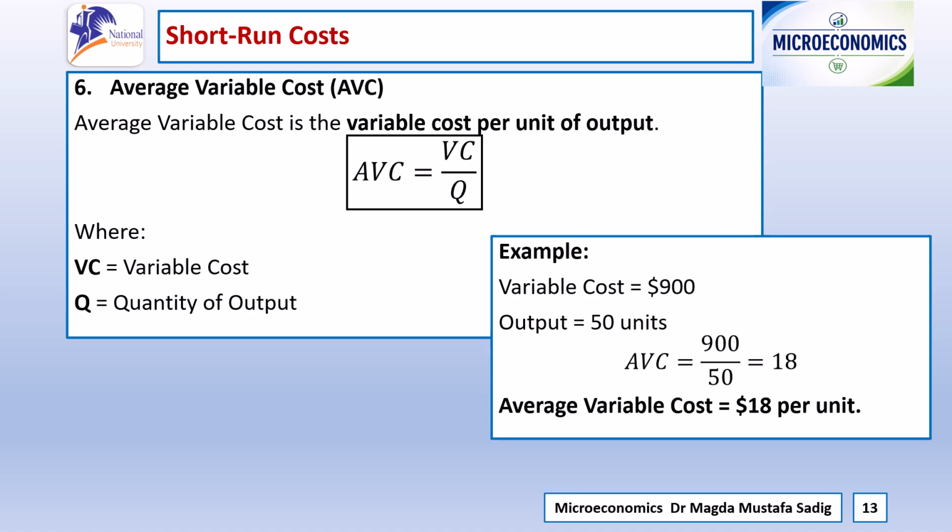Average variable cost. Average variable cost measures the variable cost per unit produced. So it is variable cost divided by quantity. This is the formula that appears here. So if variable cost equals $900 and output equals 50 units, average variable cost equals $900 divided by 50, which equals $18 per unit. Managers compare average variable cost with selling price to evaluate production decisions.